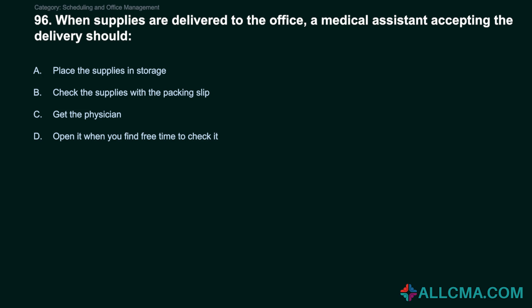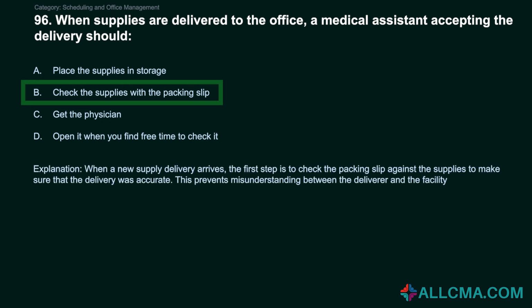96. When supplies are delivered to the office, a medical assistant accepting the delivery should A. Place the supplies in storage. B. Check the supplies with the packing slip. C. Get the physician. D. Open it when you find free time to check it. Correct answer: B. Check the supplies with the packing slip. When a new supply delivery arrives, the first step is to check the packing slip against the supplies to make sure that the delivery was accurate. This prevents misunderstanding between the deliverer and the facility.